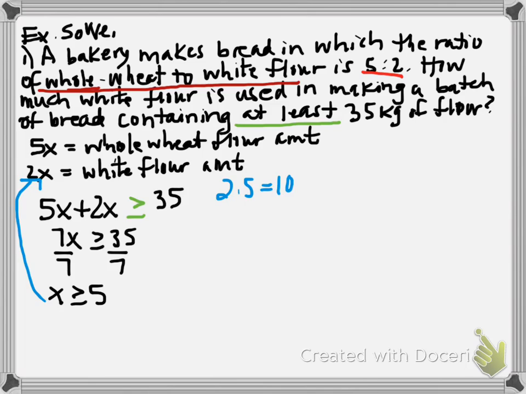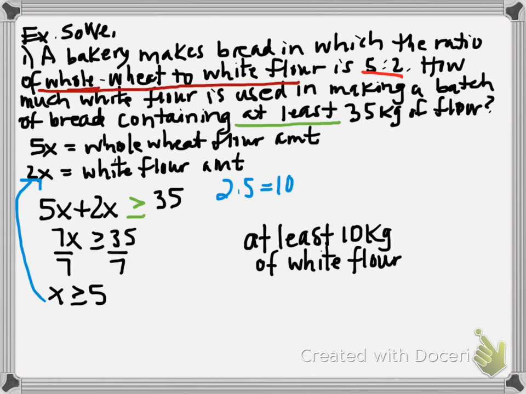Now, how I answer this is also a little different than regular problems, because there isn't one right answer. In fact, there's a multitude of answers, because I'm not exactly sure how much flour is used altogether in that batch. I know minimally 35 kilograms, but it could be more. So how I answer is that there is at least 10 kilograms of white flour. Okay.